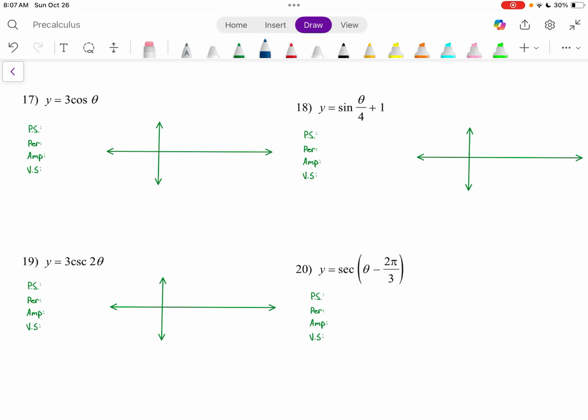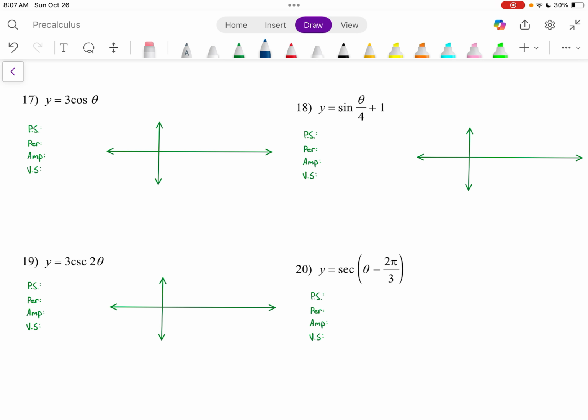This is still our test 2 review. We're graphing trig functions. I'm going to try to just do these 4 on this video, and then for the next 4 we'll start a new video. So here we go, 17 through 20. I wrote several things in here already just to save us some time, so make sure you always put phase shift, period, amplitude, and vertical shift.